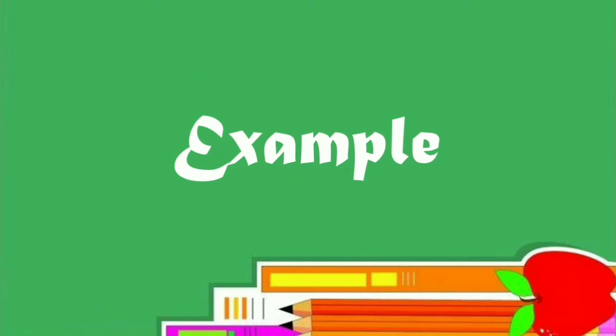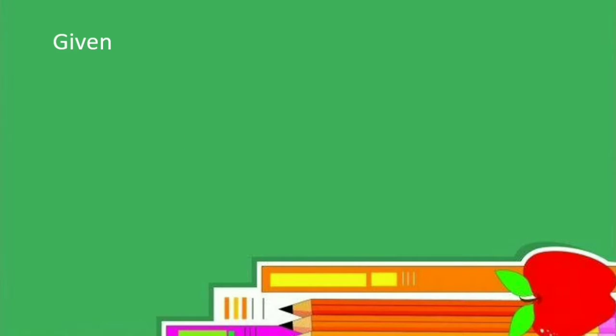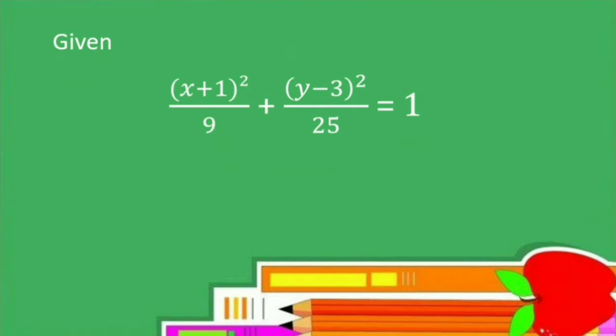So, let's have an example. The given is the quantity x plus 1 squared divided by 9 plus the quantity y minus 3 squared divided by 25 is equal to 1. We must find the values of the center or the h and k, and the values of a, b, and c. We must find the values of these in order for us to graph our ellipse.